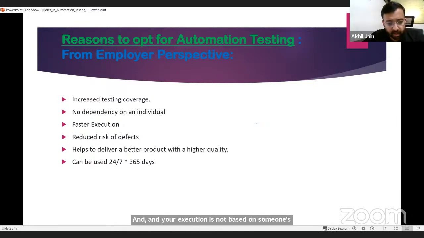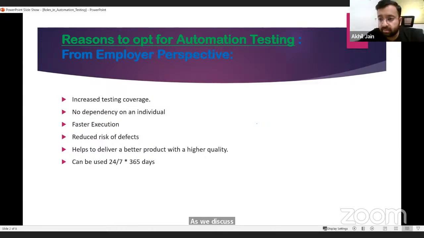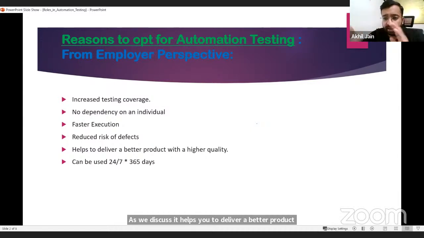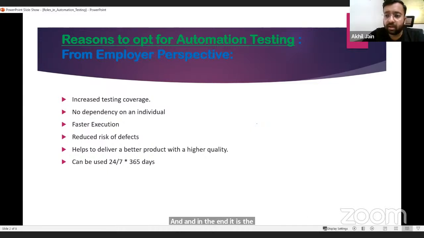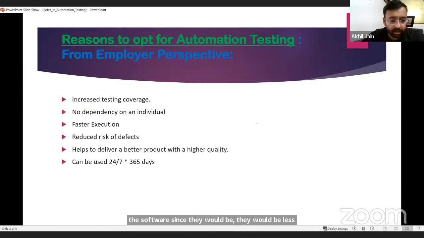The next thing is, as we discussed, it helps you to deliver a better product with a higher quality. So over the period of time, when execution time is getting reduced, the number of executions you're running on the project is getting increased, and this is getting executed as and when needed. So it all helps you to maintain the quality of the product, and in the end, it is the client who benefits from the software, since there would be fewer defects which they could find at their end, right? And again, the last point which I've written is that we can use automation testing 24/7, 365.